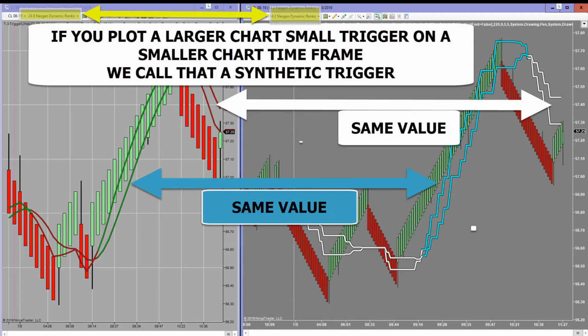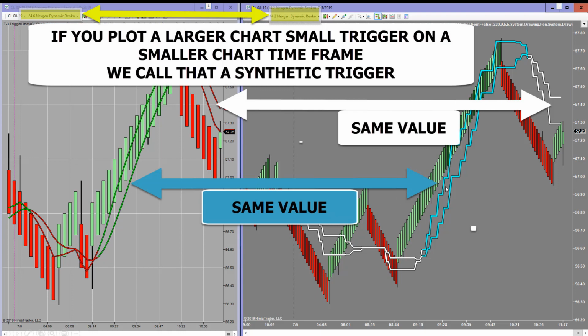We're also going to plot a small trigger line from a bigger chart on top of a smaller chart. And you'll see this is what we call our synthetic trigger. And the synthetic trigger is kind of the anchor for which we're going to do a lot of trades and a lot of chart reading.